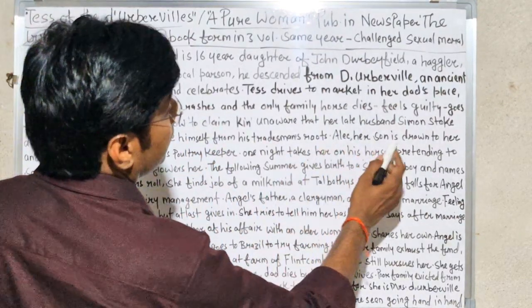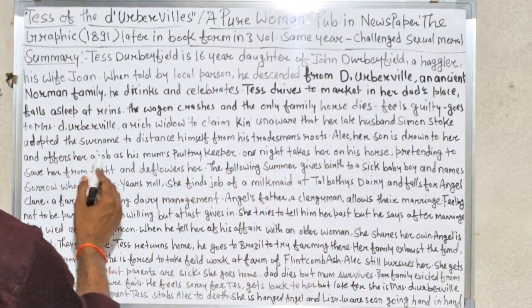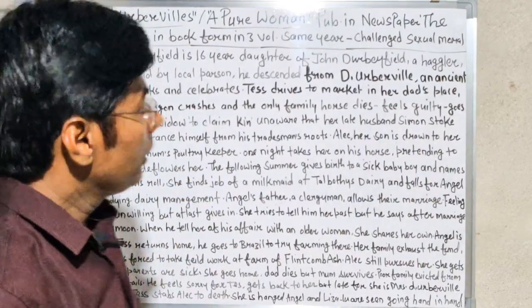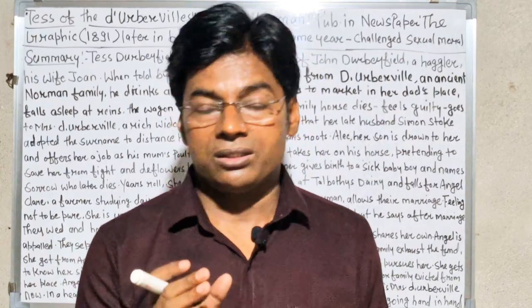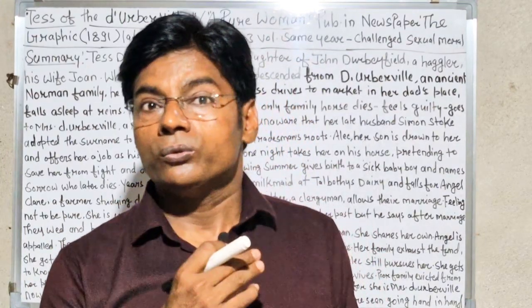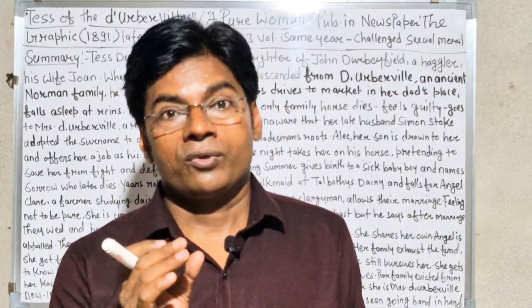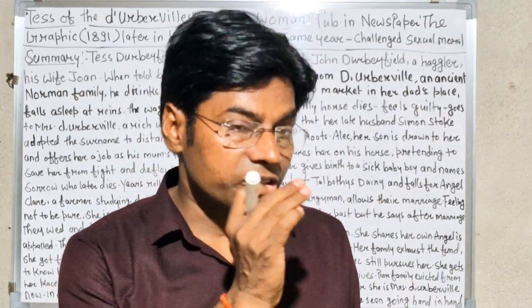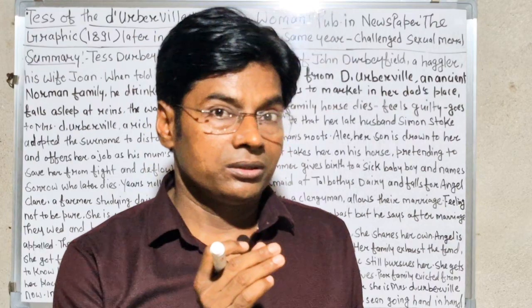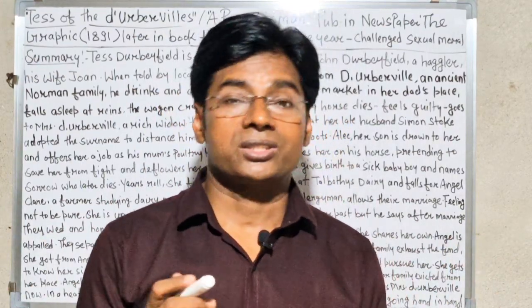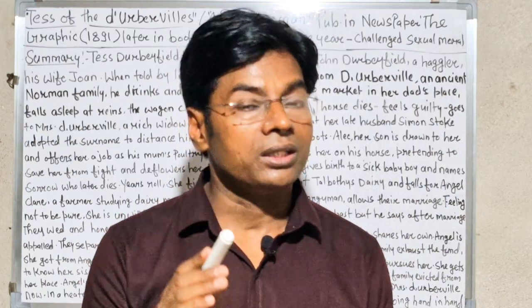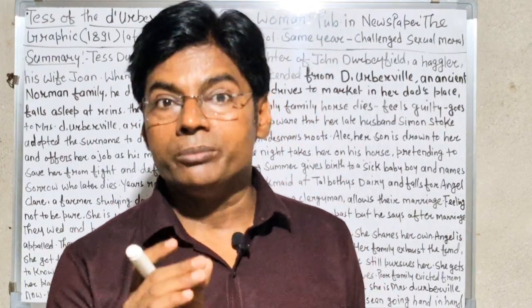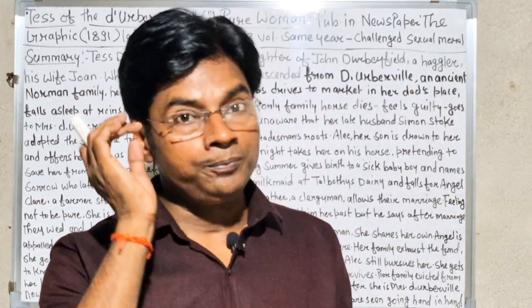Alec, her son, is drawn to her and offers her a job as his mom's old poultry keeper. Alec d'Urberville, remember, son to Mrs. d'Urberville, a rich widow, gets attracted. He is drawn towards this young, just 16-year-old girl, and now he offers her a job as a poultry keeper to his mother.